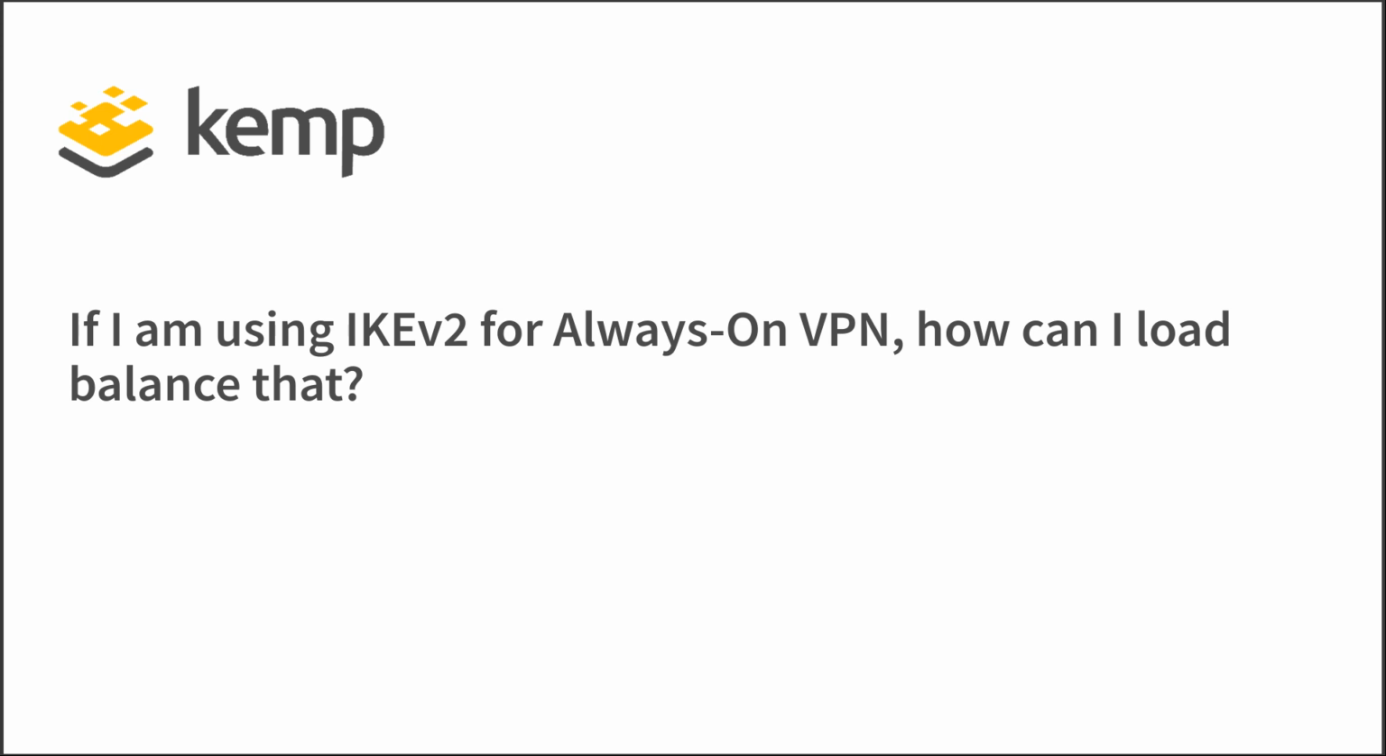I've seen this come in from quite a few people over the last few weeks, and I've consolidated the different questions down. If I'm using IKE version 2 for Always On VPN, how can I load balance that?